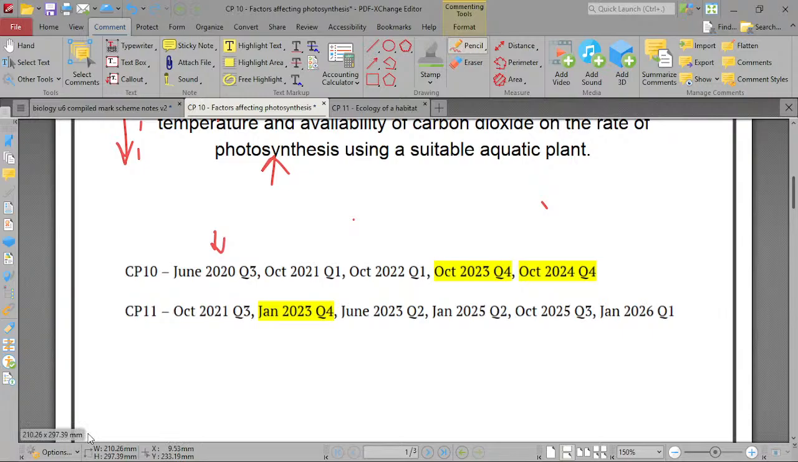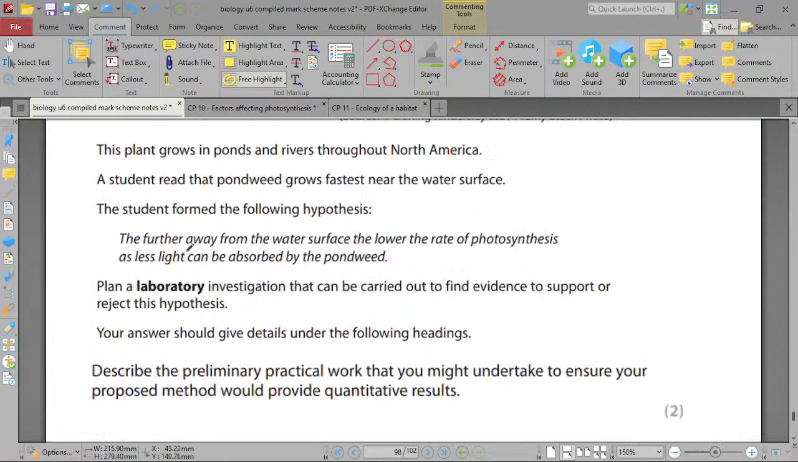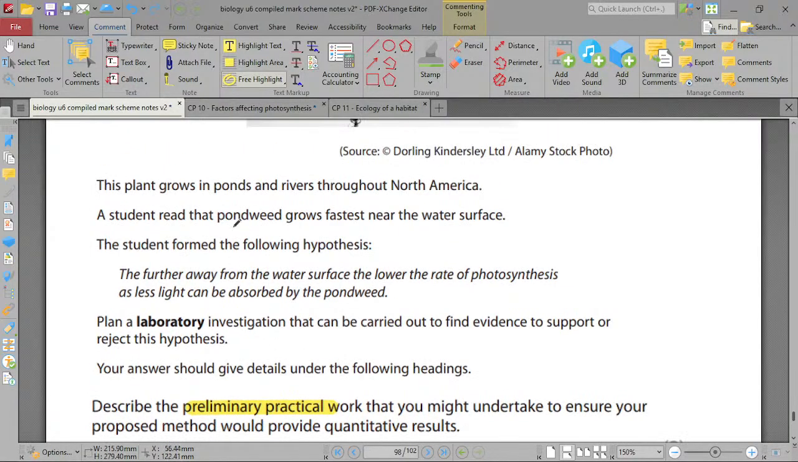10, 11, 12. I don't know if I have enough time. So first, the preliminary practical work. This is easy. We don't even need to read the question. The further away it is, the lower the rate of photosynthesis.